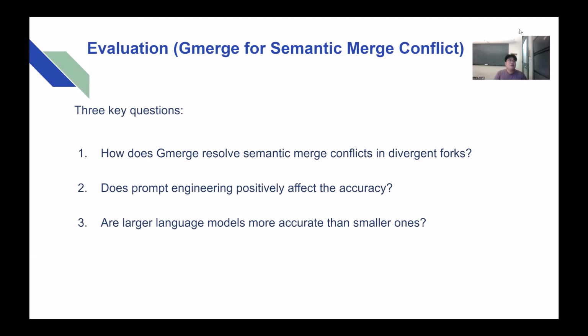In our evaluation, we're going to ask three questions. The first one is, what's the accuracy of our model? The second one is, do the different prompt engineering strategies positively affect accuracy? The third question is, does the size of the model actually affect the result or not?